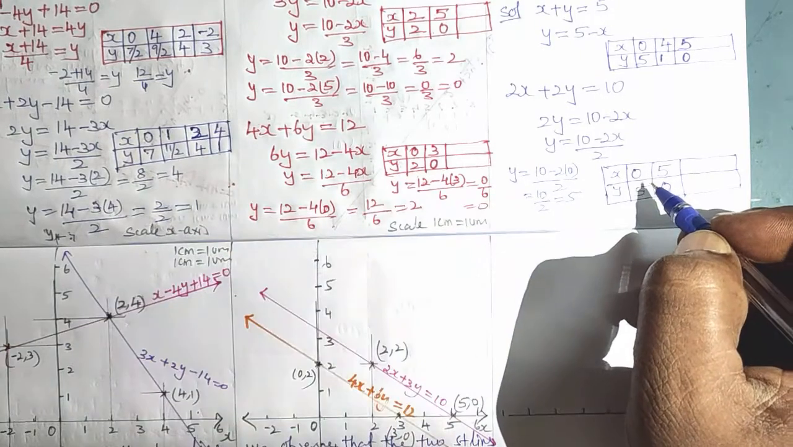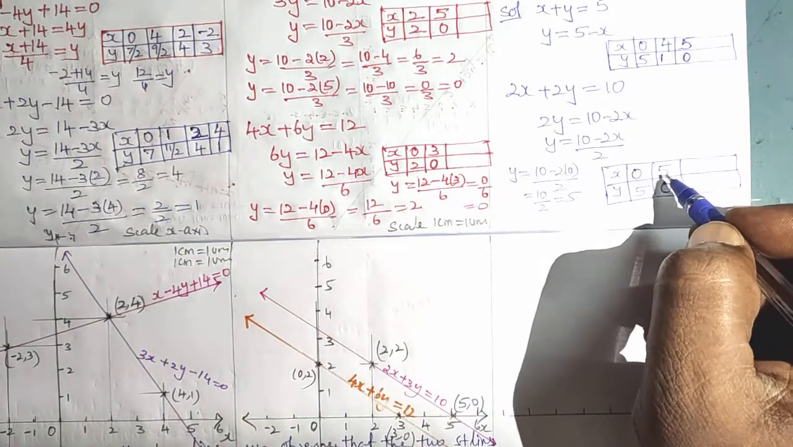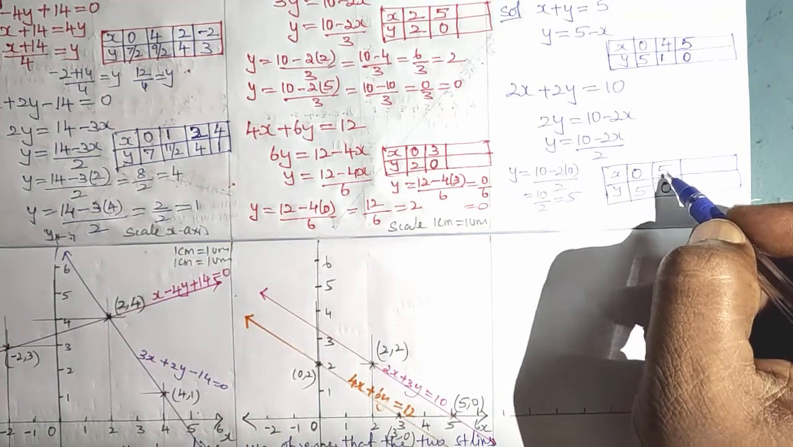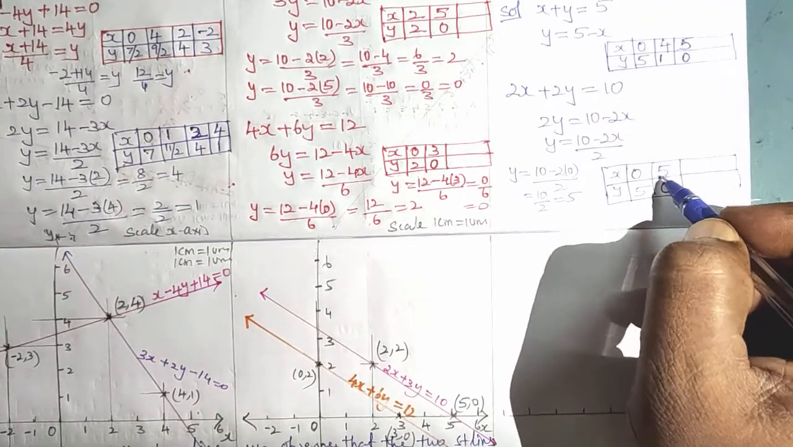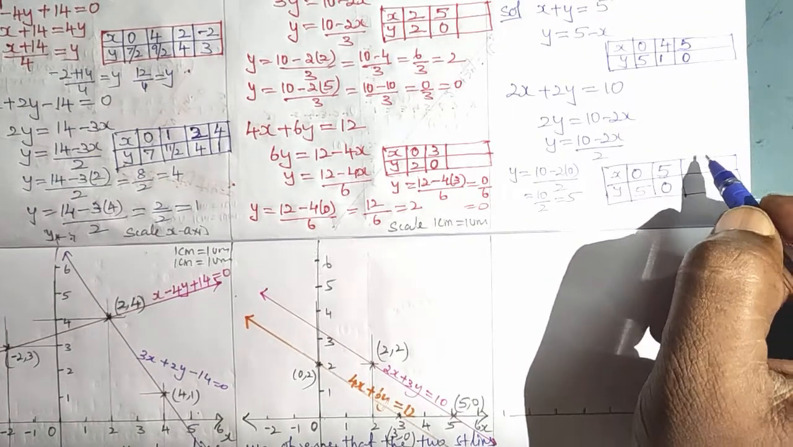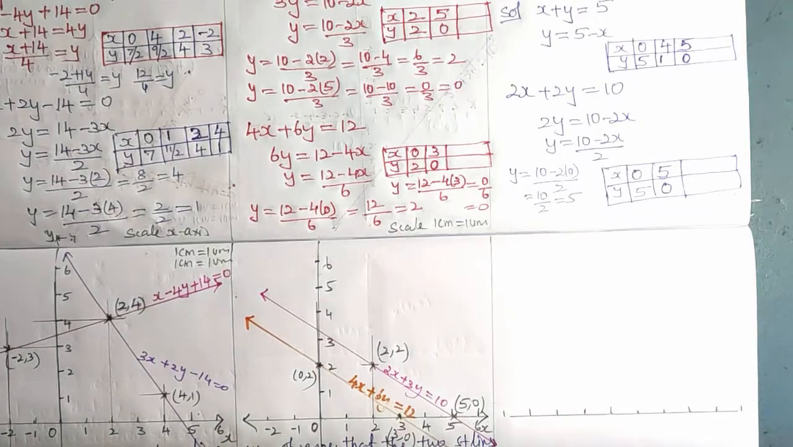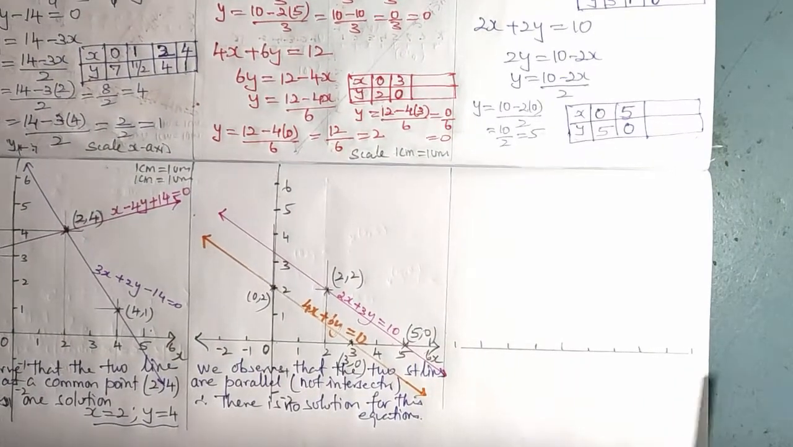Sir, why have you not taken 1, 2, 3 and all? It is our wish. Whichever number is convenient for us, we can take that number and draw it. Having got 2 points, I will try to complete the graph here.